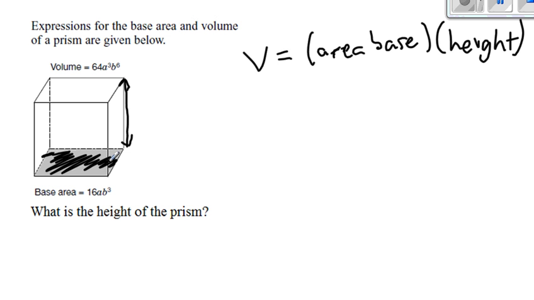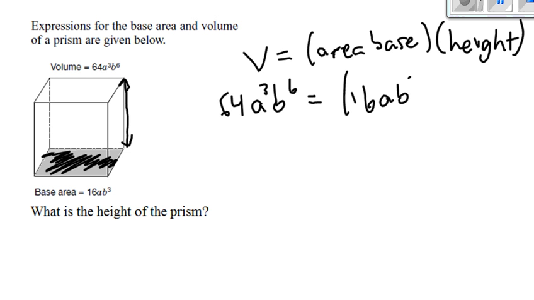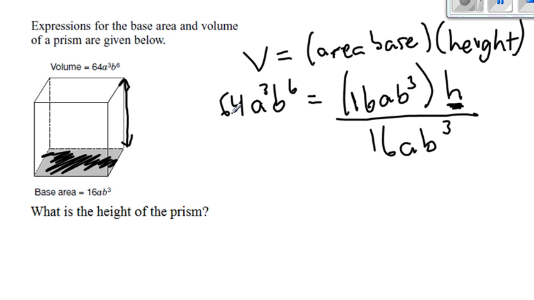So if I look at the information I have, I know that 64a cubed b to the 6, that's the volume, is equal to the area of the base times the height. And I'm going to use h for height. So obviously, if I want to find the height, I have to isolate the variable h. And if I'm multiplying by 16ab cubed, my next step is going to therefore be to divide by 16ab cubed. So on both sides, I divide by 16ab cubed. And then here, I'm left with equals h.